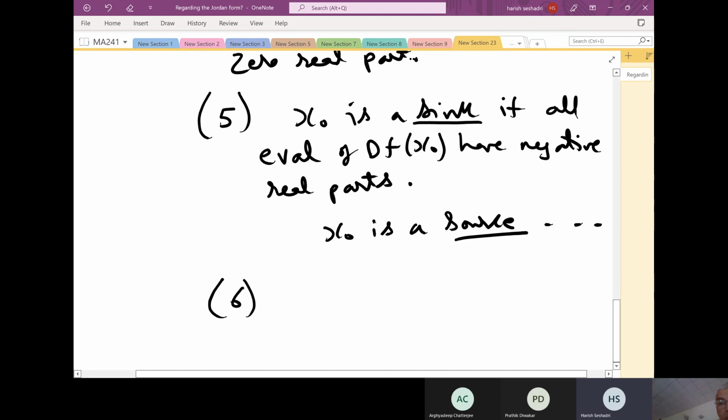The hope is that under these conditions, just knowing the eigenvalues, we should be able to say that if this is x naught, in the sink case, all trajectories, at least close to that, should move towards that. In the source case, they should all move away. That's a hope, at least.